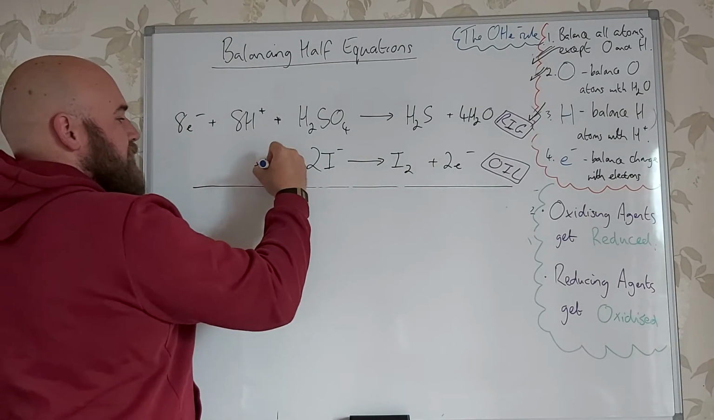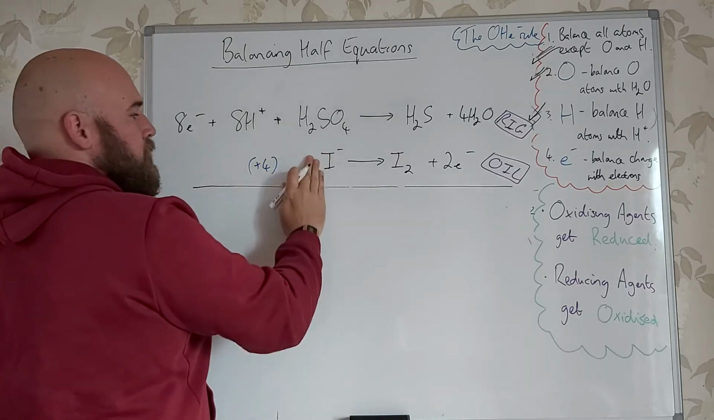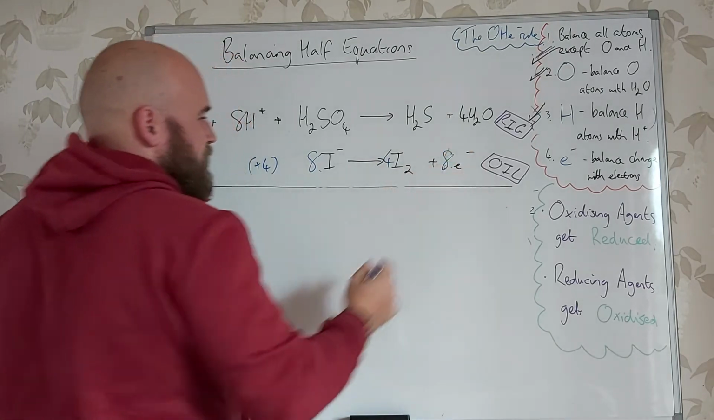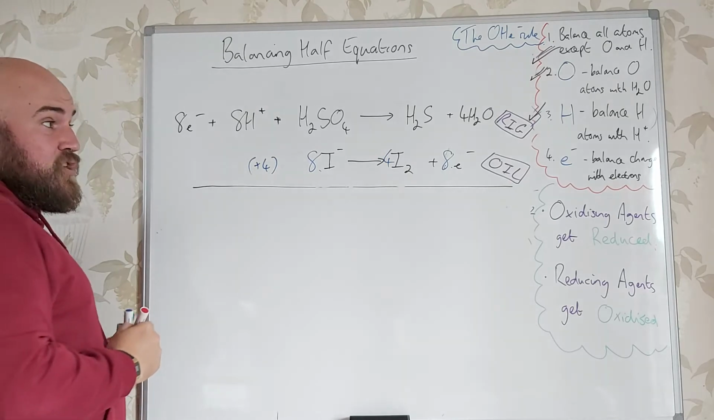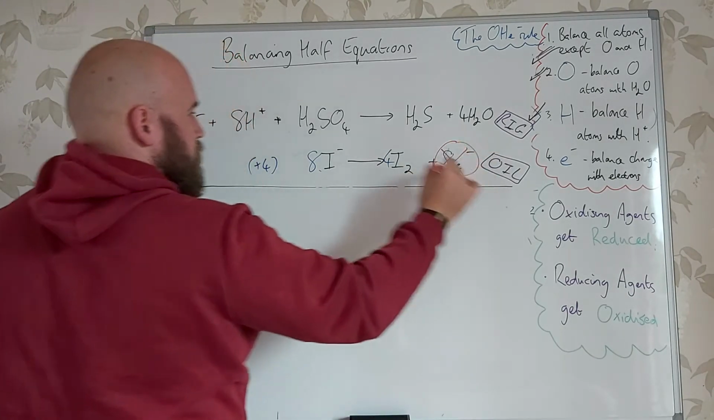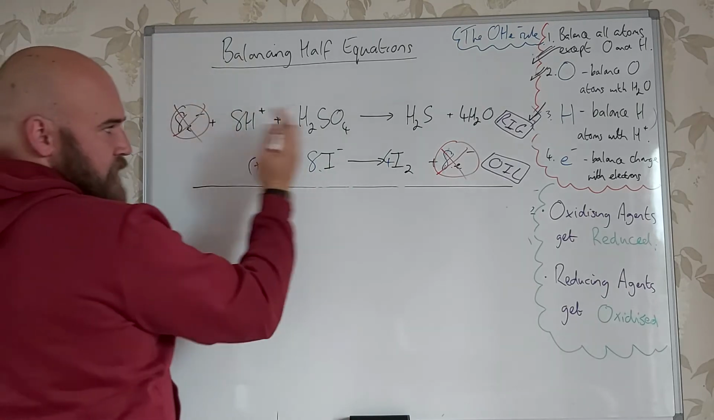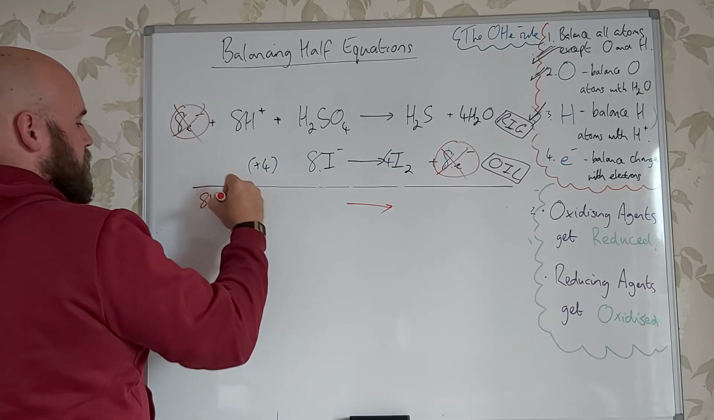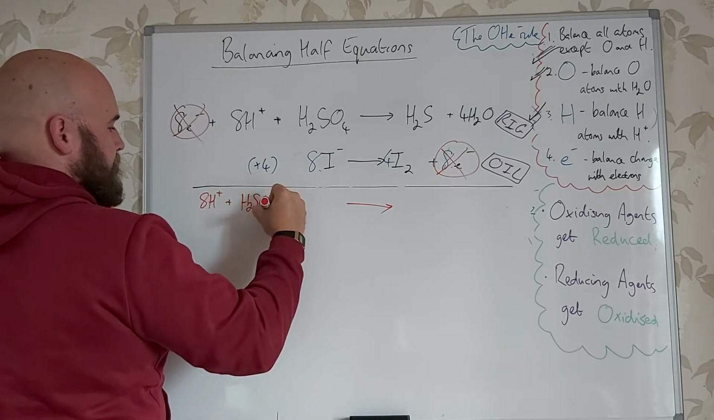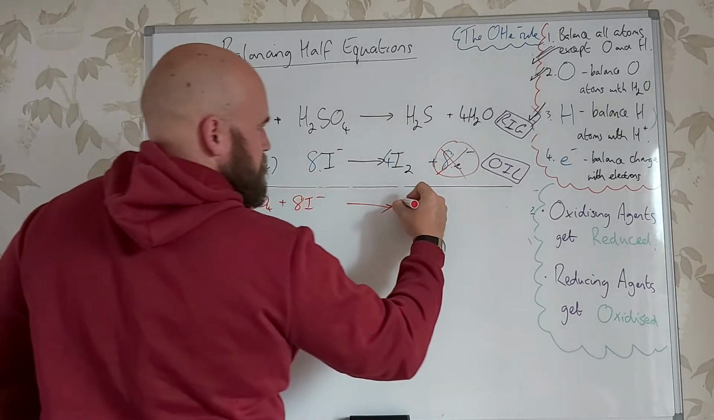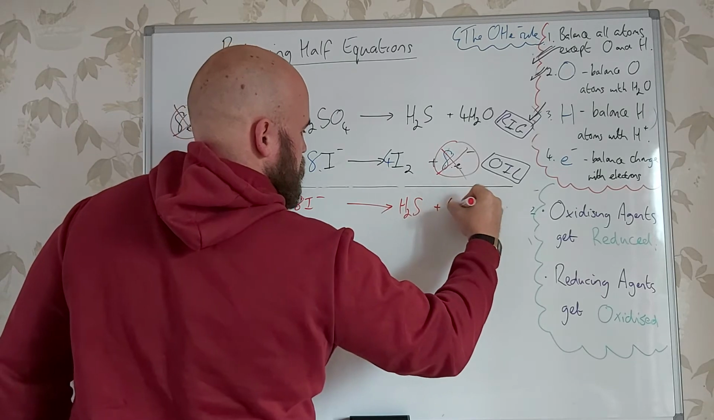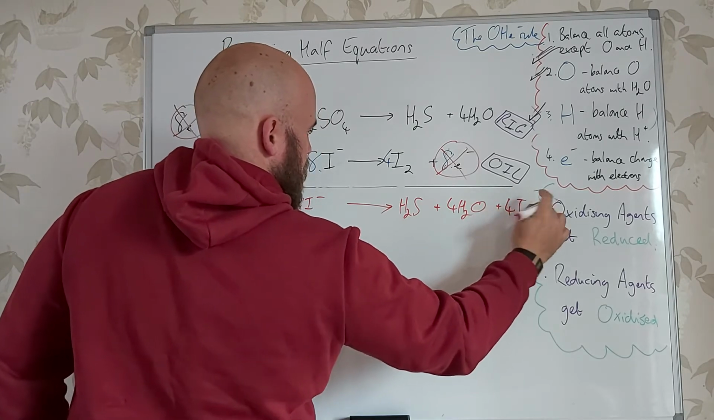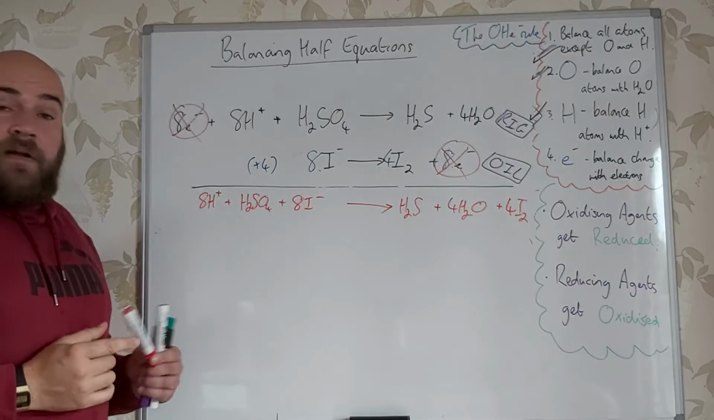So I'm going to have to times everything in the bottom equation by 4. So that becomes 8I minus, 4I2, 8 electrons. And then once the electrons are balanced, you can combine them. So 8 electrons being lost, 8 electrons being gained. Everything on the left becomes everything on the right. So get my arrow in place. 8H plus. Okay. And there we go, that's it, simple.